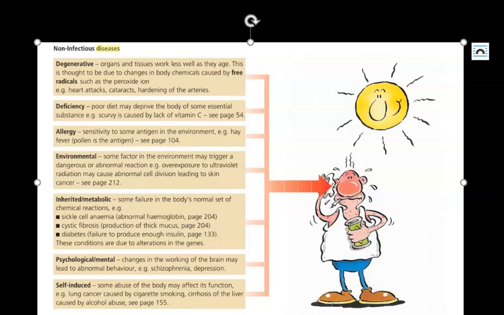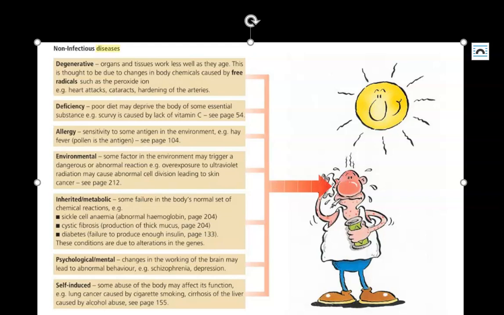They can be degenerative, where you have some decrease in organ and tissue function as you get older, thought to be due to changes in the body chemicals, such as heart attack, cataract, and hardening of the arteries. Deficiency diseases are where you are lacking a vitamin or mineral in your body. Allergies are where you are sensitive to some antigen in the environment.